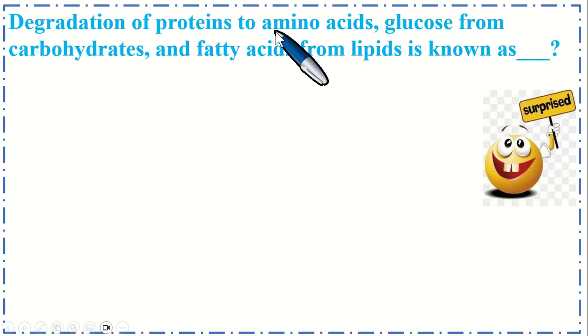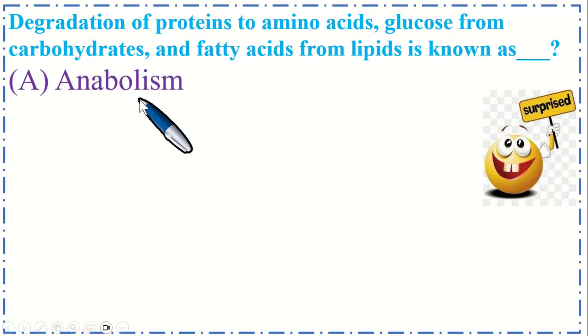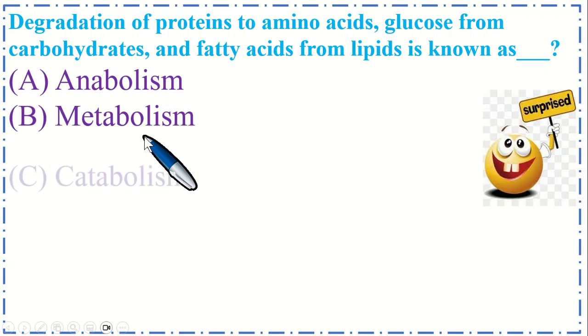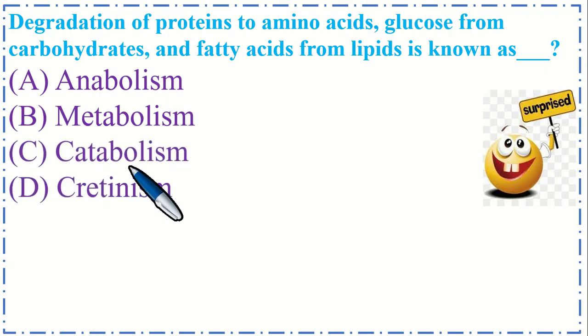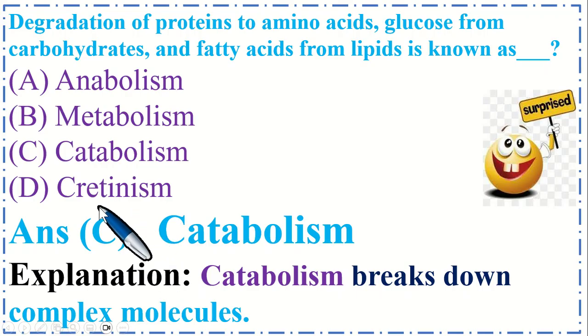Degradation of proteins to amino acids, glucose from carbohydrates, and fatty acids from lipids is known as dash. Option A anabolism, B metabolism, C catabolism, and option D cretinism. So the correct option is C catabolism. Catabolism breaks down complex molecules.